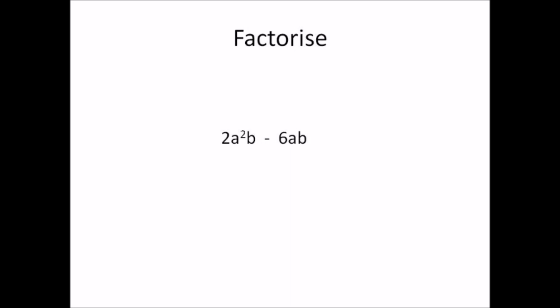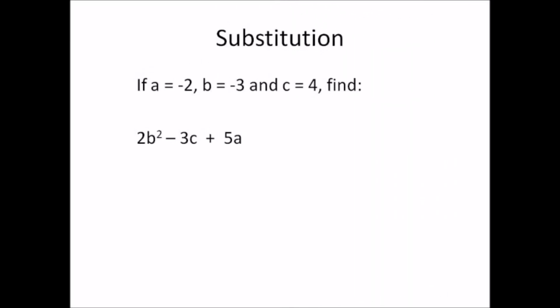Moving right along. Substitution. If a is -2, b is -3, and c is 4, find 2b squared minus 3c plus 5a. So where you see letters and you see the values for those letters, put those values in, work it out and see what you come up with. So where you see a, put -2, where you see b, put -3, where you see c, you put 4, multiply, and then you add and subtract.